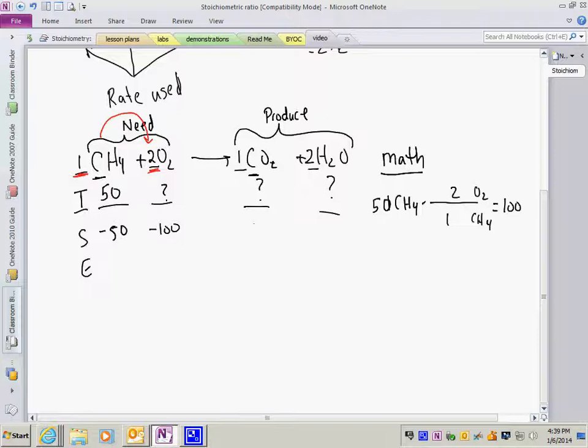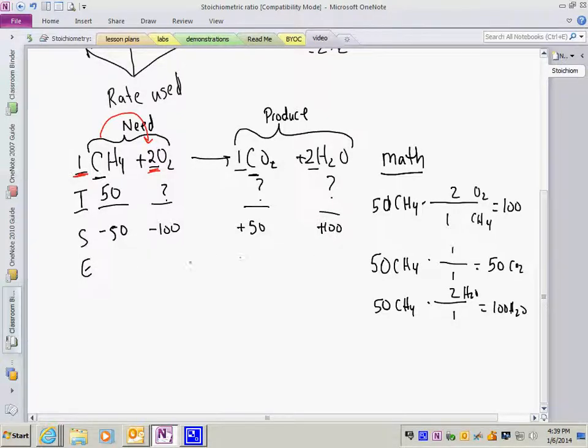And from here, you can see the math works out quite simple. 1-to-1 ratio. I will show my math here. 50 CH4s at a 1-to-1 ratio means I'll produce 50 CO2s. And again, 50 CH4s at a 1-to-2 ratio of H2O gives me 100 H2Os.